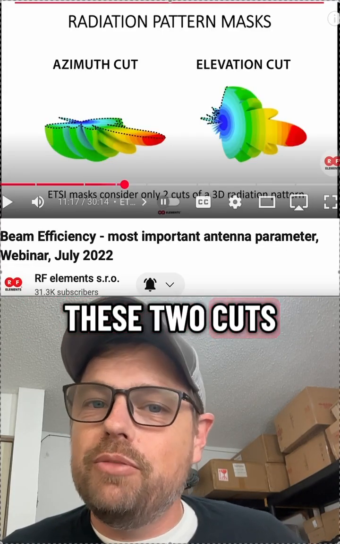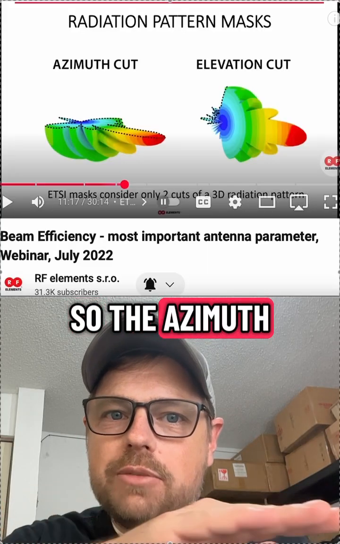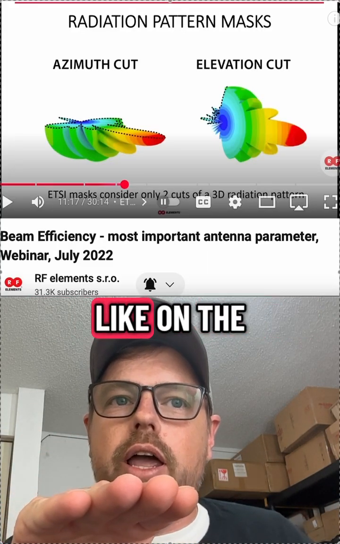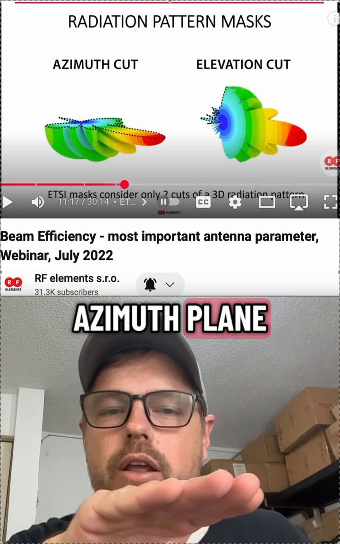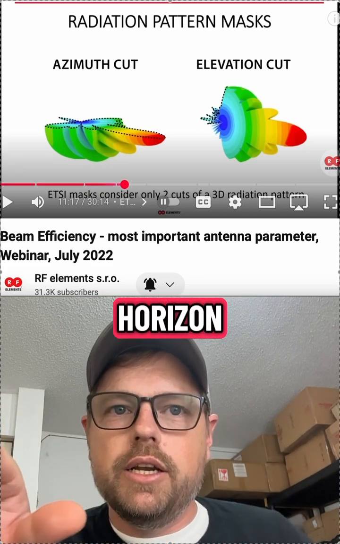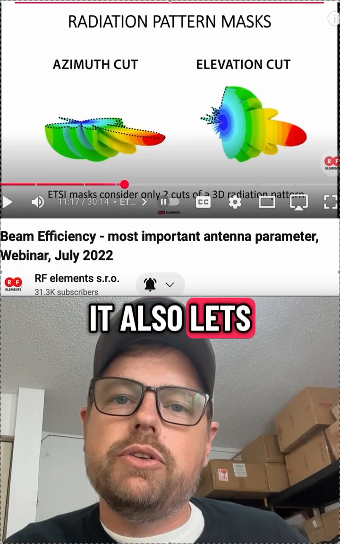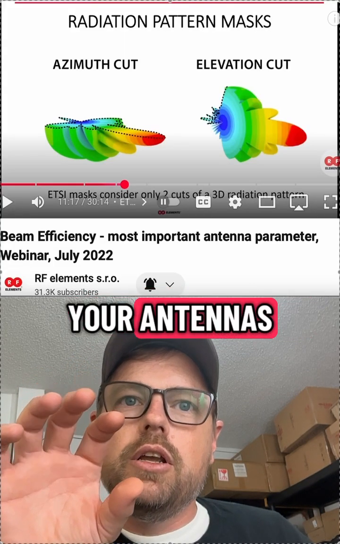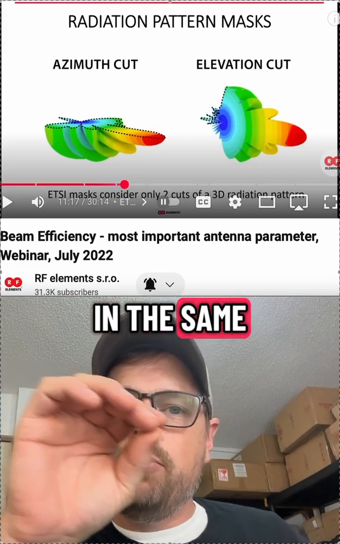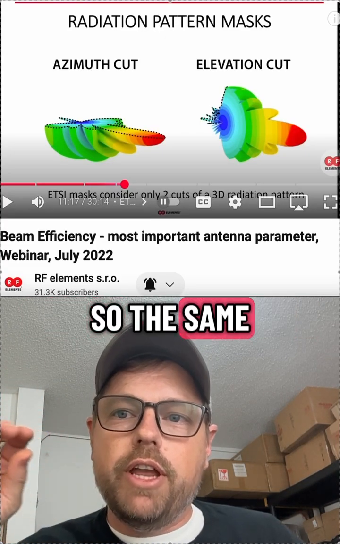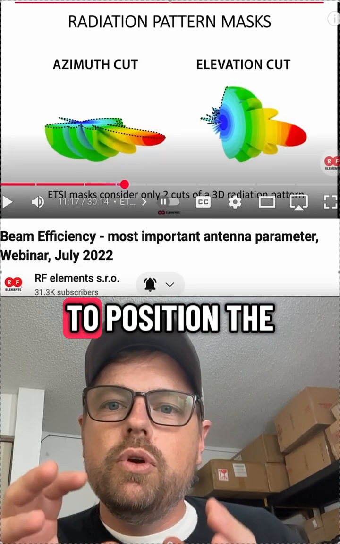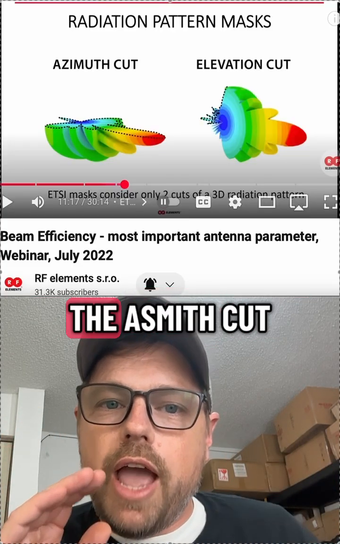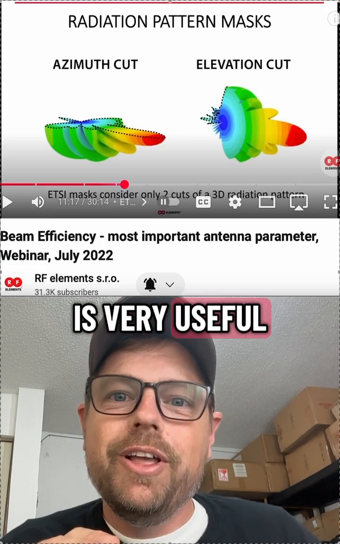These two cuts are the most useful. So the azimuth cut lets you understand what that beam is going to look like on the azimuth plane, which is the horizon. It also lets you understand how to position your antennas with other antennas in the same ring of the tower, the same elevation on the tower, to position the antennas within the other antenna's nulls. The azimuth cut is very useful.